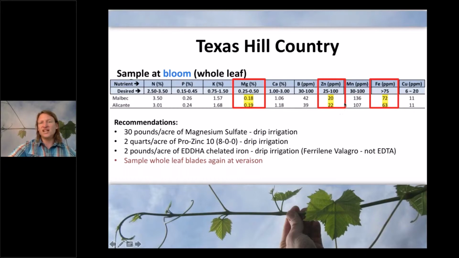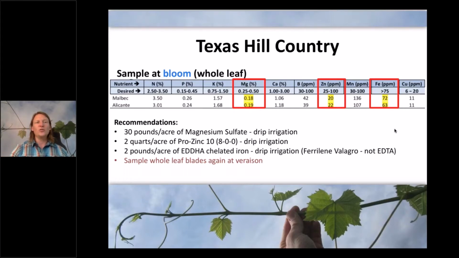Zinc was low, not crazy low, but it was 20 and 22 instead of 25 to 100 parts per million, so it was on the low end. And then iron was a little low. We want to keep it above 75 parts per million. If you're in a low pH soil, like in a reddish, iron-rich soil, probably iron deficiency is not going to be a problem for you. But here we can see it in some of these areas with calcareous soil.